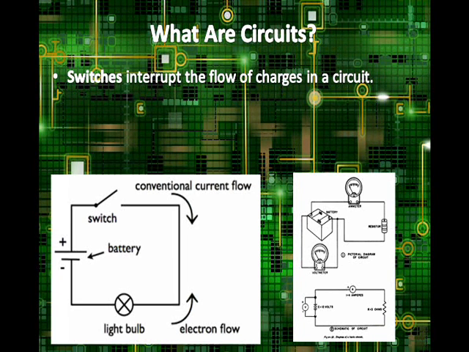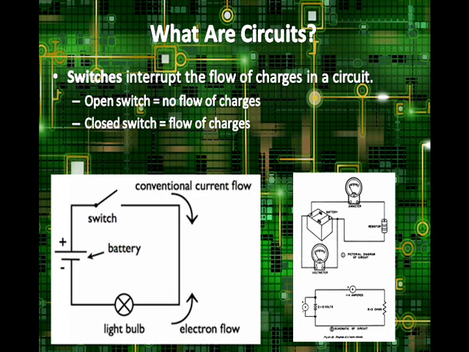And you can see that in the picture on the left-hand side at the bottom. See how the switch is open? So the circuit's broken and you cannot have a flow of charges. Now, if you look to the picture on your right, you can actually see the switches when they're closed. And it's showing you that it has a complete circuit that they can travel.